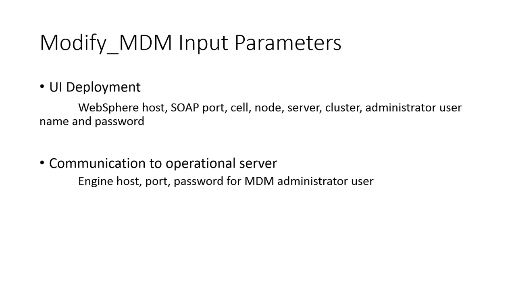Also, details on the WebSphere application server's administrator user and password have to be provided to enable the deployment functionality to work. Once the user interface has been installed, it communicates with the MDM application server. In order to perform such communication, it requires details on the host and port through which it can communicate to the MDM operational server. Along with that detail, it also requires the password for the MDM administrator user.